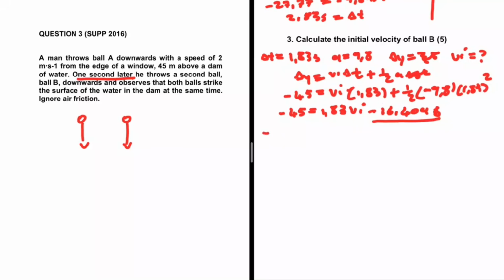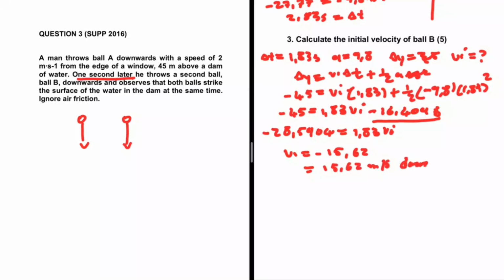we are going to have minus 28.5904 equals 1.83 VI. If we divide both sides by 1.83, we're going to have VI equals minus 15.62, which is just 15.62 meters per second downwards. That's all the negative sign implies. It implies that the initial velocity is downwards. So there we go. Question 3.